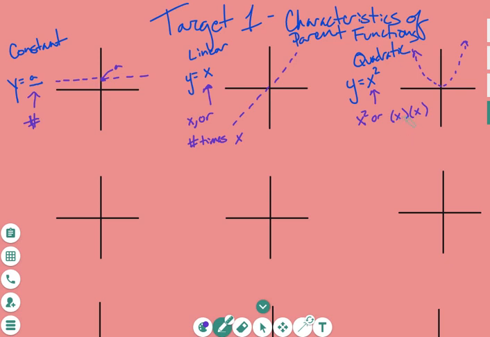So it could be like x plus 1 times x plus 4, or it could be just an x squared, or it could be like an x minus 5 squared.